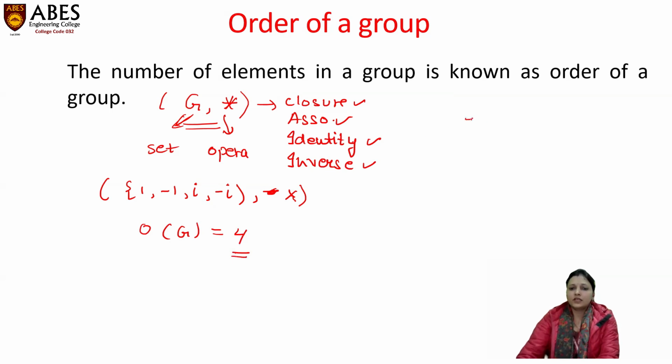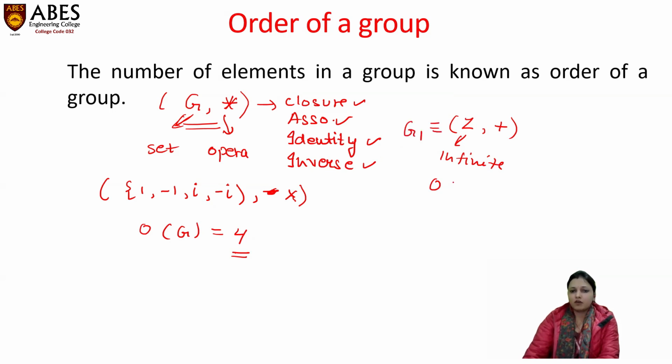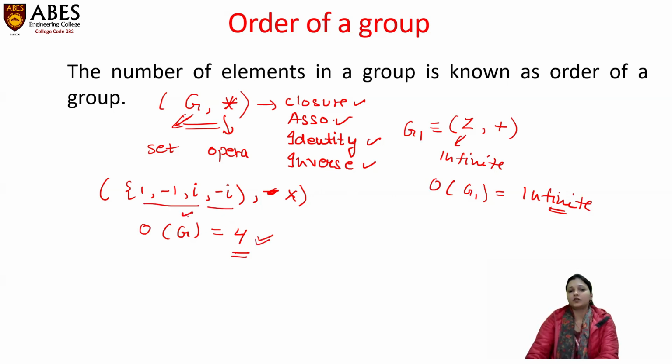We also know that there exist some infinite groups. Here the set is infinite. So if this is G1, then the order of G1 is infinite. If the order of a group is infinite, then we will call that group an infinite group. And if we have a finite group, then the order of the group is the number of elements in the set of that particular group.